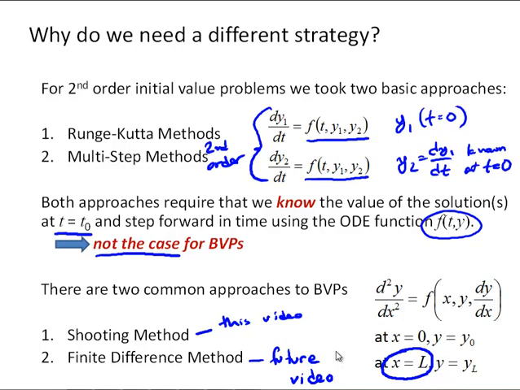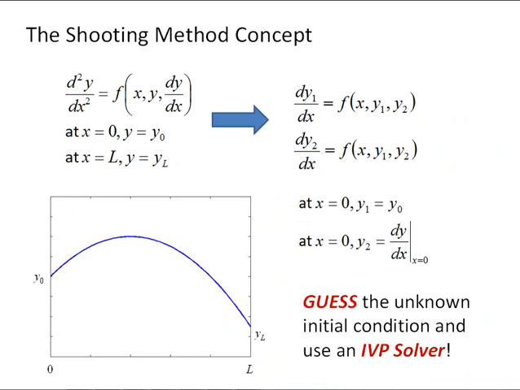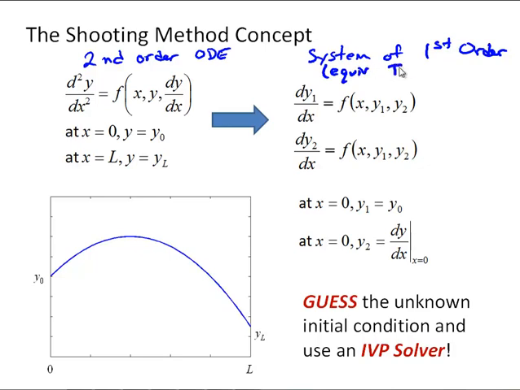So let's talk about how the shooting method works. The basic idea of the shooting method is we'll take that second order ODE and write that again as a system of first order ODEs. That's the first step. We'll call this the equivalent initial value problem.